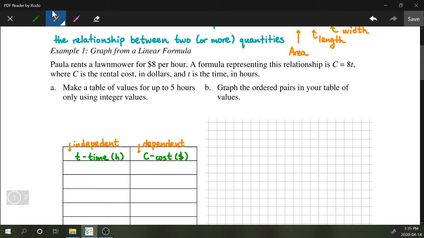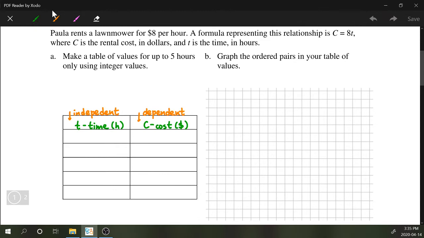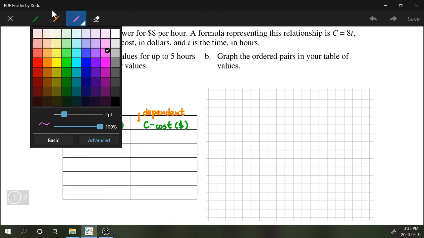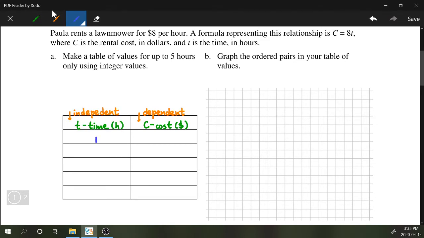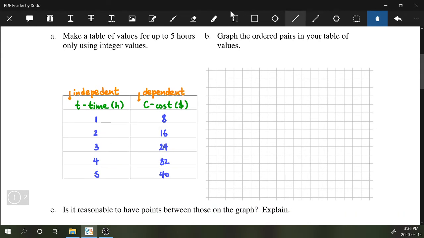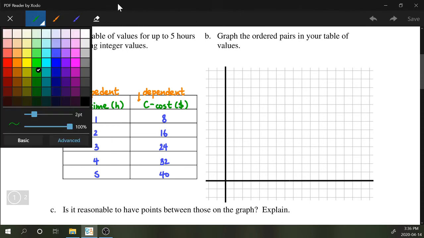So from there, let's see, we have the first 5 hours of the rental period. 1, 2, 3, 4, and 5 hours. So 1 hour will be $8. 2 times 8 is 16, and then 24, 32, and 40. So we're going to go ahead and graph this as well. Remember, we have the four different ways of representing a linear relation. So we're going to go over a few of those right now.